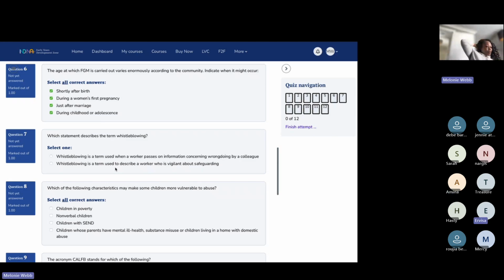Which statement describes the term whistleblowing? Whistleblowing is a term used when a worker passes on information concerning wrongdoing by a colleague. Whistleblowing is a term first used to describe a worker who is vigilant about safeguarding. Number one. First one.